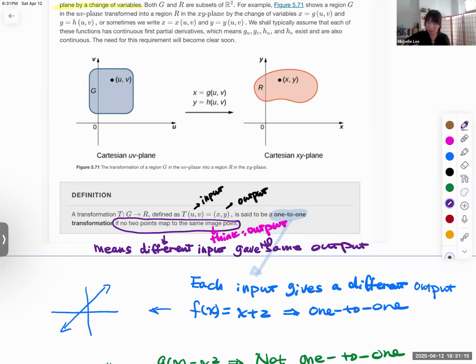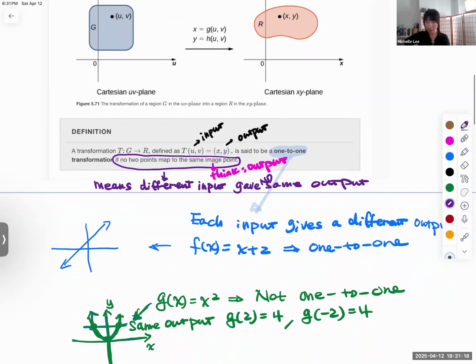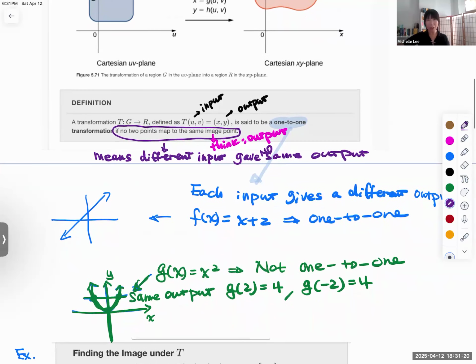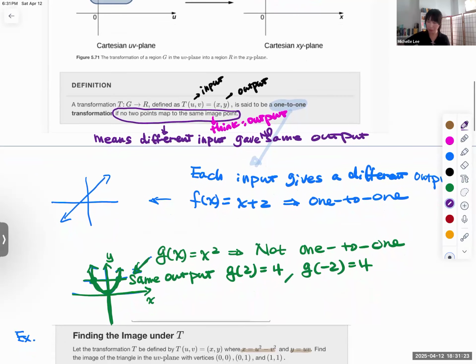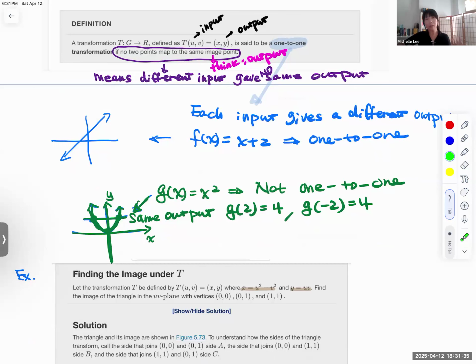For your reference, I have what is one-to-one and what is not a one-to-one function. Easy to think of, a straight line, a linear function, is one-to-one, right? One input gives a different output. A quadratic function, a parabola, is not one-to-one, because we have different inputs but get the same output here.